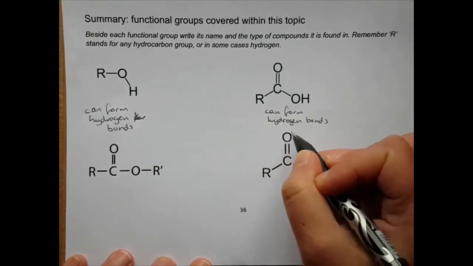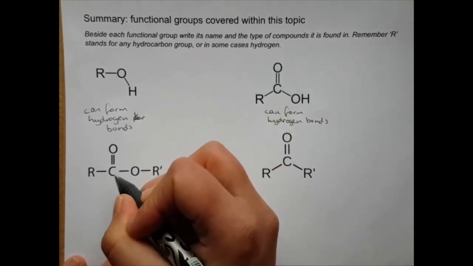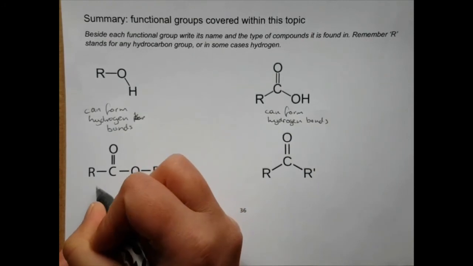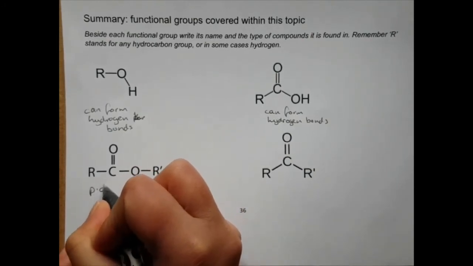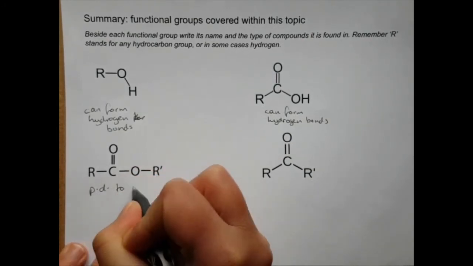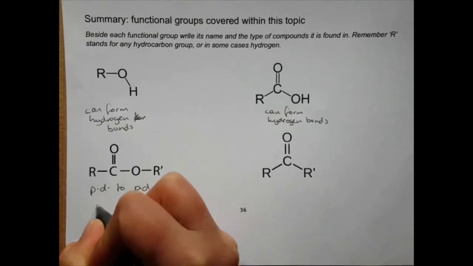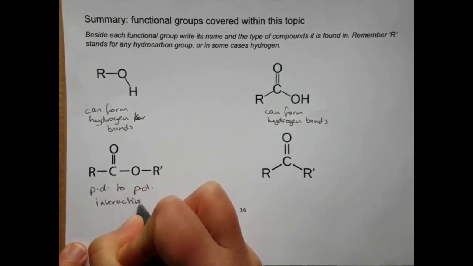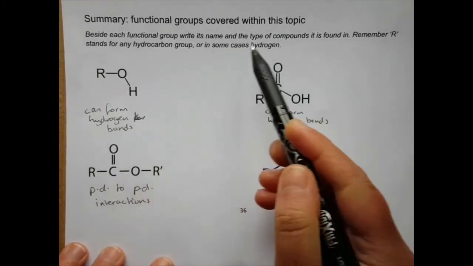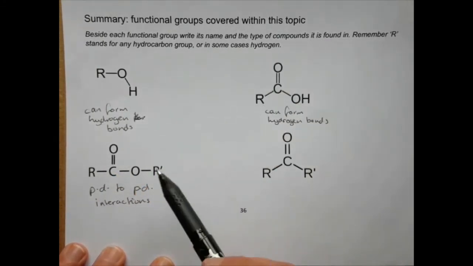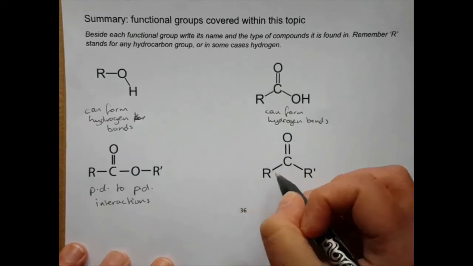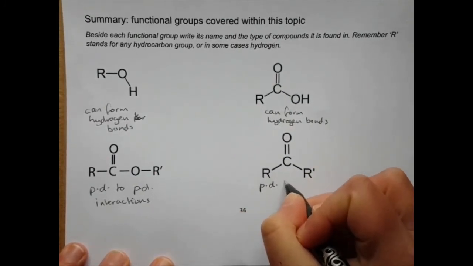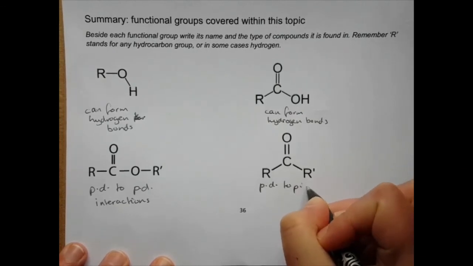However, because oxygen is significantly more electronegative than carbon, these two types of functional group do allow molecules to form permanent dipole to permanent dipole interactions. So you should recognise, as well as being able to tell the name of these functional groups and the types of compounds they're found in, you should be able to recognise the type of intermolecular force associated with each functional group as well.